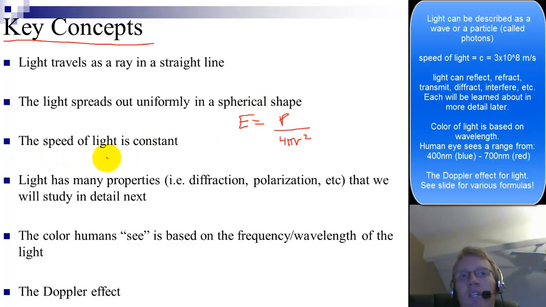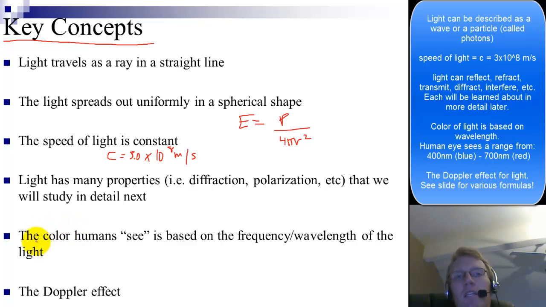The speed of light is constant. We use the letter c to represent that, and the numerical value you should be memorizing is 3.0 times 10 to the 8th meters per second. Light has many properties that we'll study in detail in the coming chapters. For example, diffraction, polarization, interference, reflection, refraction, all that kind of stuff. And each of those is going to be its own subunit in the coming chapters.